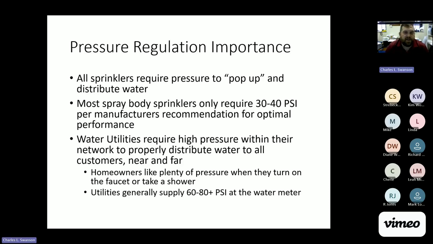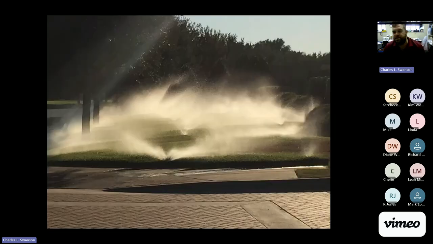But most sprinklers don't require significant amounts of pressure, whereas most homes, depending on your location, generally have 60 to 80 psi at their water meter at the end of the street or at the curb, whereas sprinklers only require on average 30 to 40 psi, those that are used in residential settings. So we can see here there's a big gap where you have almost twice the amount of pressure you need being delivered than what the sprinkler requires. And when we deliver too much pressure to our sprinklers, we get poor performance.